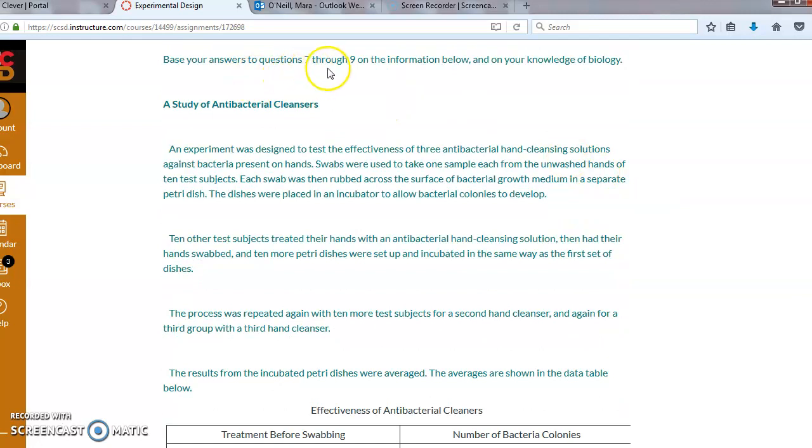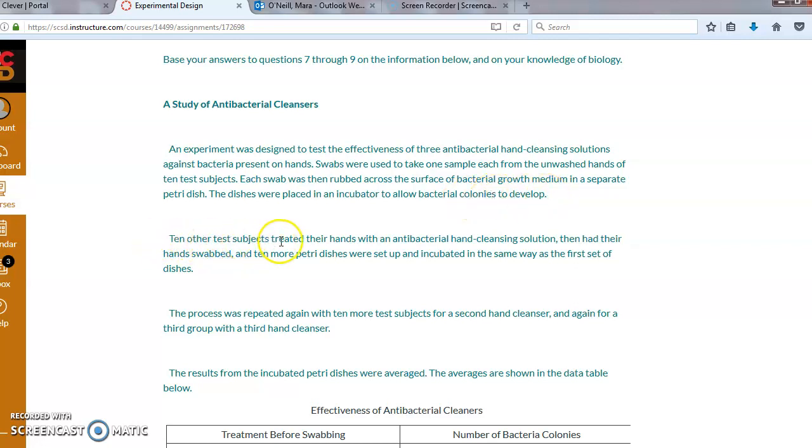Base your answers to questions 7 through 9 on the information below and your knowledge of biology. A study of antibacterial cleansers. An experiment was designed to test the effectiveness of 3 antibacterial hand cleansing solutions against bacteria present on hands. Swabs were used to take 1 sample each from the unwashed hands of 10 test subjects. Each swab was then rubbed across the surface of bacterial growth medium in a separate petri dish. The dishes were placed in an incubator to allow bacterial colonies to develop.